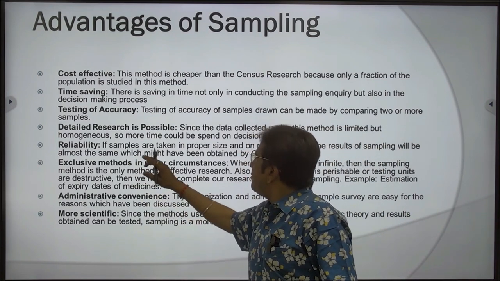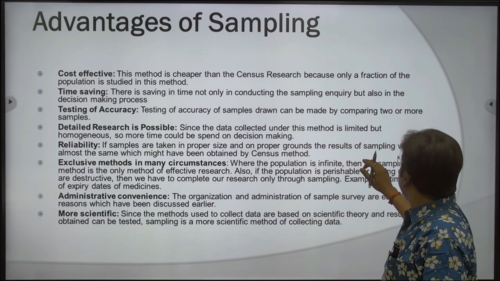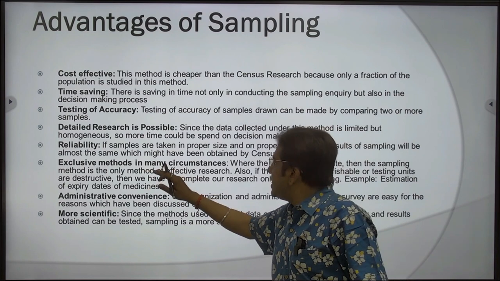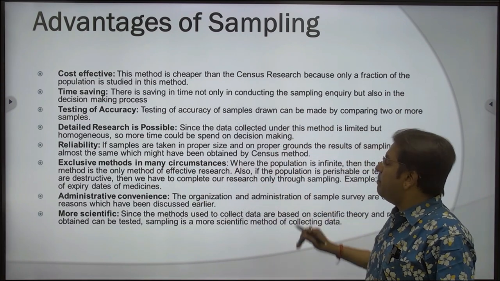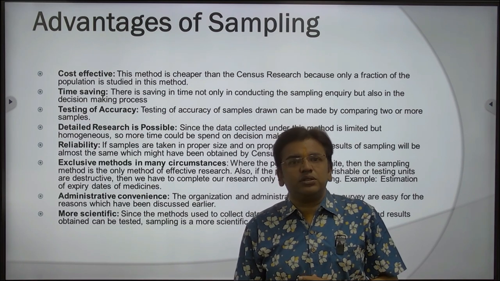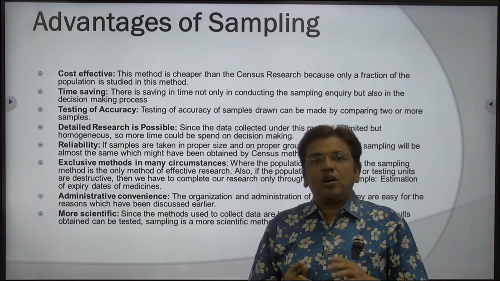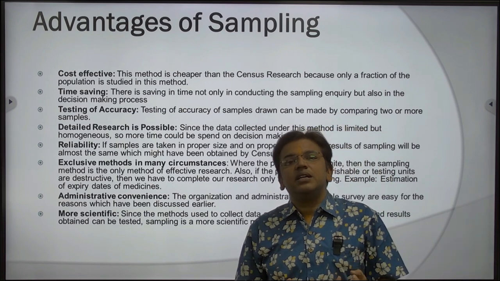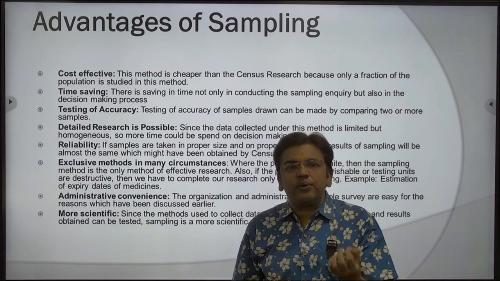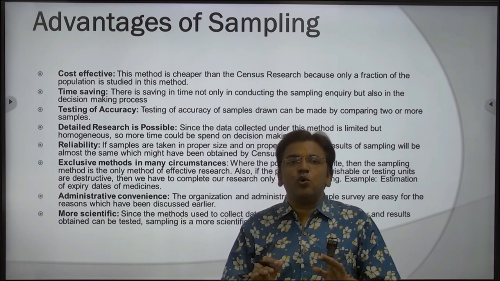Reliability. If samples are taken in proper size and on proper grounds, the result of sampling will be almost the same as might have been obtained by census methods. Means if you have followed all the parameters for a good sample, automatically your sample will be absolutely accurate and the findings will be highly reliable for the whole population as a whole.